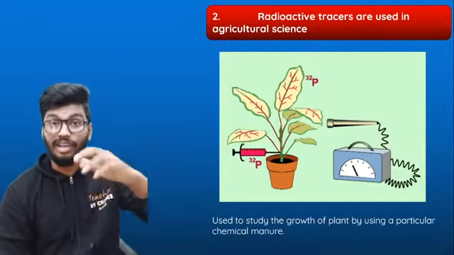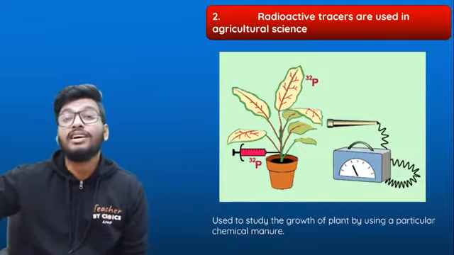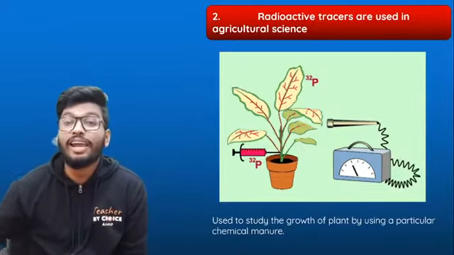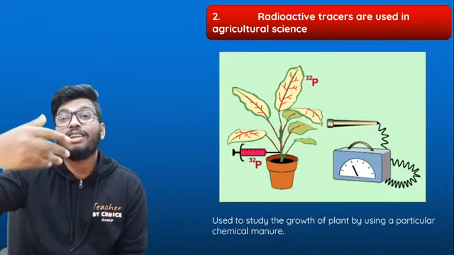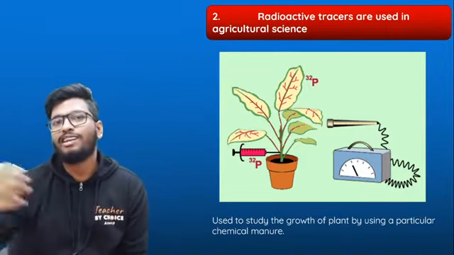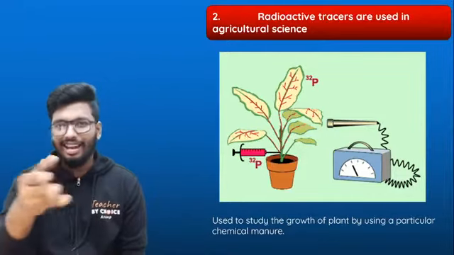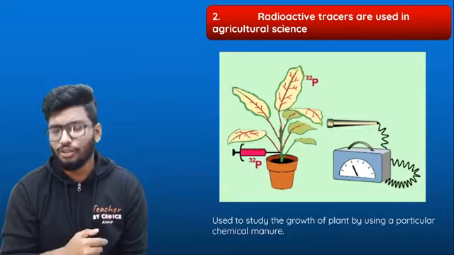Secondly, these radioactive tracers, just like how they are used in our body, are also used in plants, to check how the fertilizers are affecting the plants, what the growth of the plant is, how much nutrients are present in the plant, and what kind of nutrients are present. To understand all of that, we also use radioactive tracers like phosphorus 32.